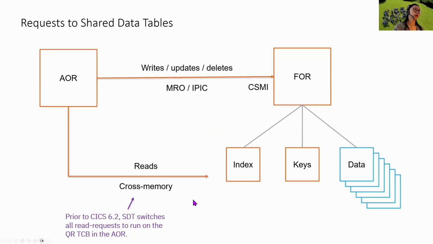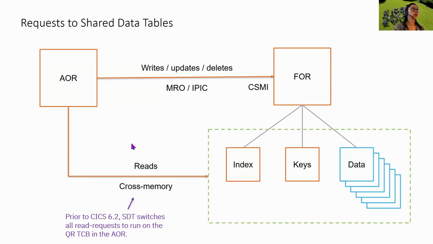For the shared data table configuration, prior to CICS TS 6.2, CICS will switch all the read requests to run on the QRTCB in the AOR region. We know there is only one QRTCB in each CICS region, and a lot of things happen on the QRTCB. So the more requests that need the QRTCB, the more those requests will need to wait until they are dispatched on this TCB to run.